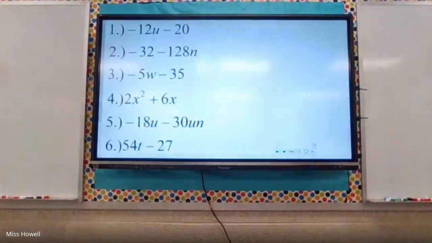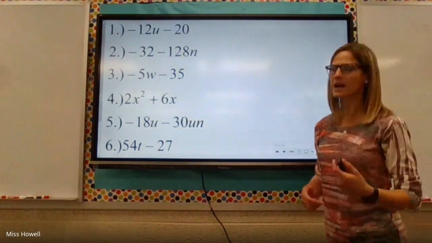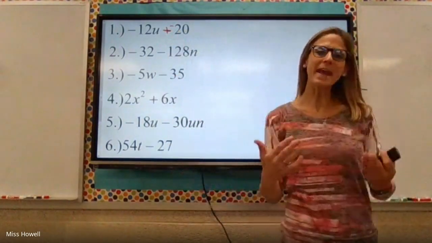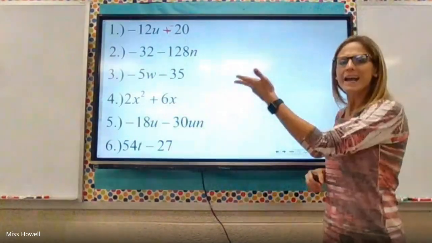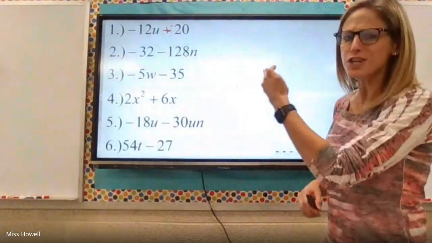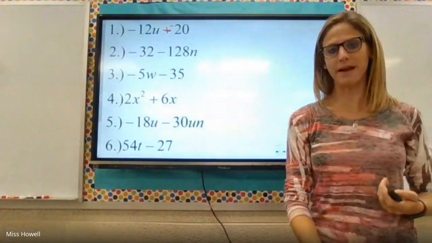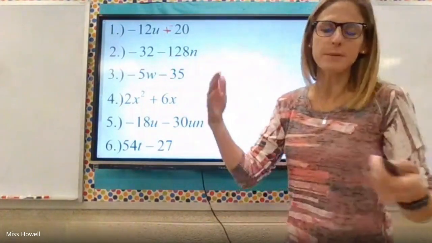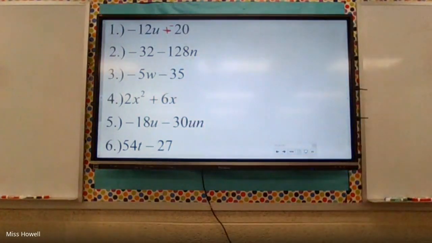So, number one, we should have negative 12u minus 20. Yesterday I got this question: Miss Hal, can I have plus negative 20 instead? Yes, it's just more basic, more simplified to just leave it as a subtract. But adding the opposite or doing keep change here would be the same exact result. So wherever I have subtraction in my answers, you could have add and then behind it a negative. It's just a less simplified version of it. Number two is negative 32 minus 128 times n. Again, I could have plus negative there.